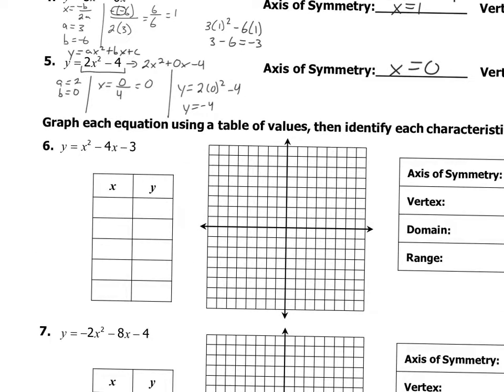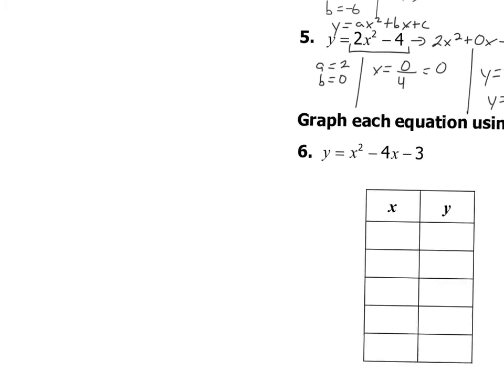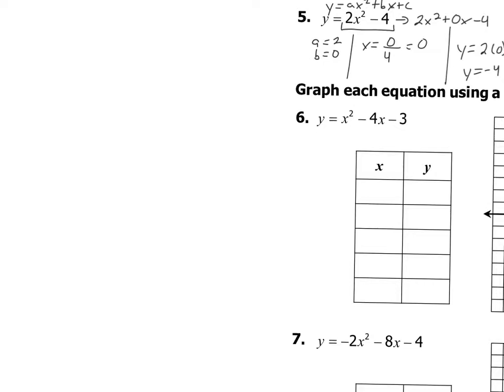Alright, so now we are going to graph each equation using a table of values, then identify each characteristic. So first we're going to define our axis of symmetry and our vertex. A in this quadratic will be 1, B would be negative 4, C would be negative 3. So for your axis of symmetry, it's going to be x equals negative b, so negative 4, which turns into a positive 4, over 2 times a, which would be 2 times 1, which is just 2. So your axis of symmetry is 4 divided by 2, which is 2.